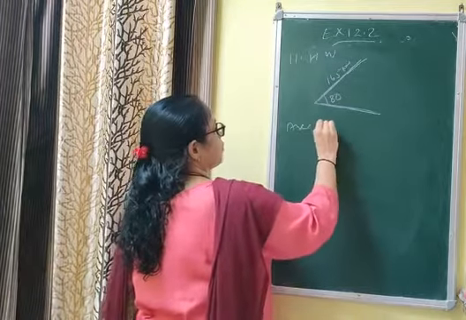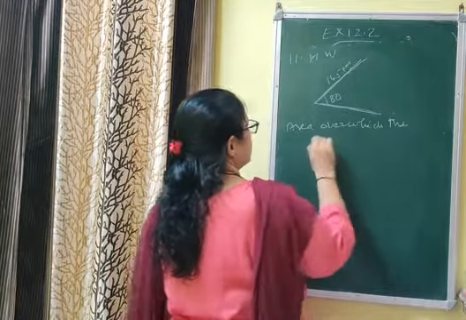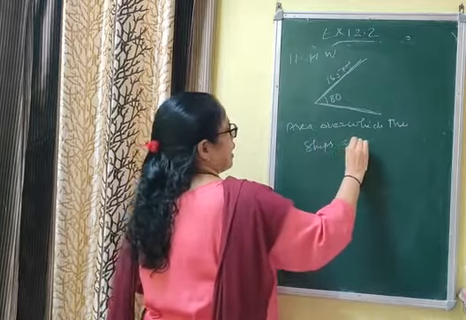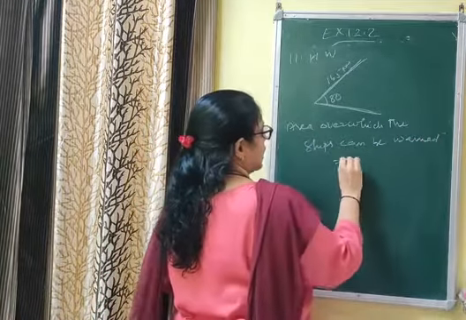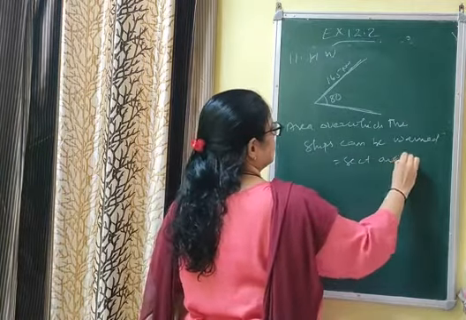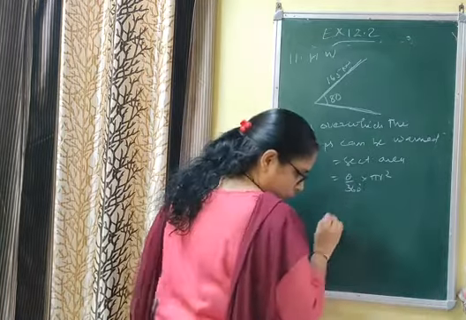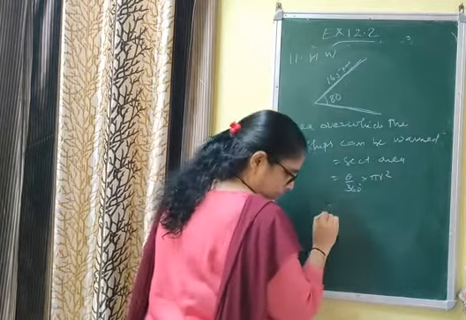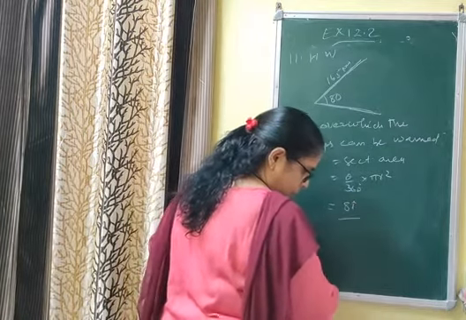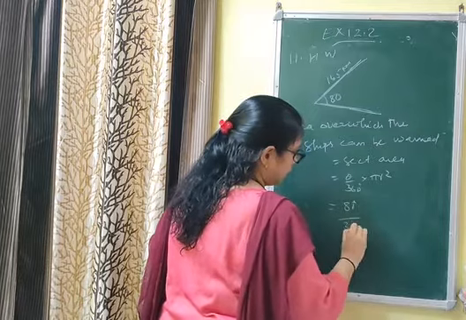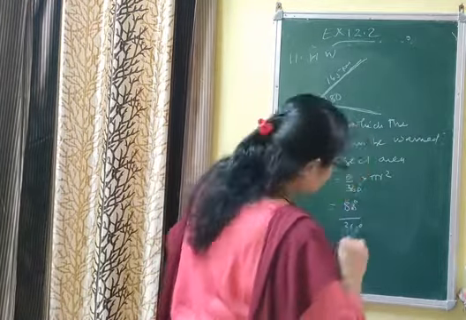The area over which the ships can be warned is the sector area, that is theta by 360 into pi r square. Now, what is theta? You are given the value of theta as 80 degree upon 360 degree. You are asked to take pi is equal to 3.14.